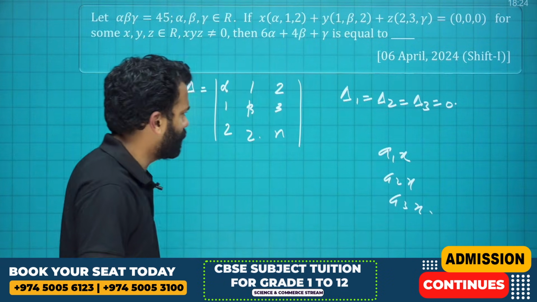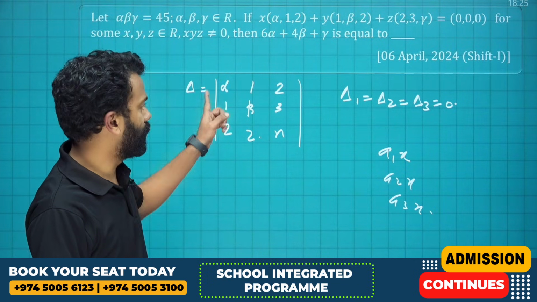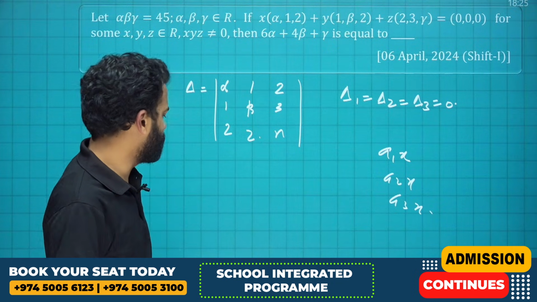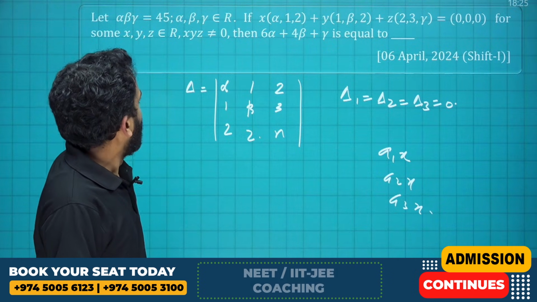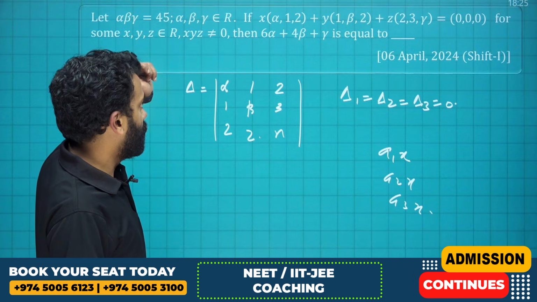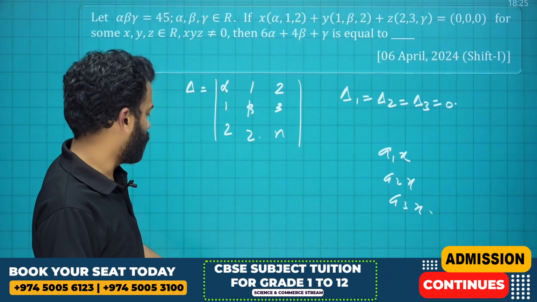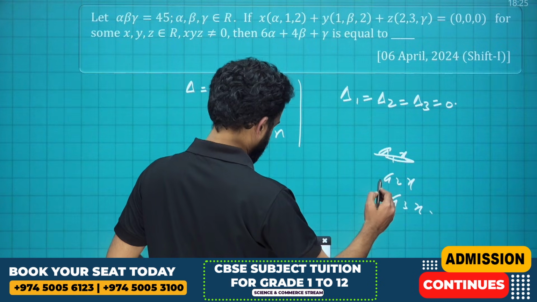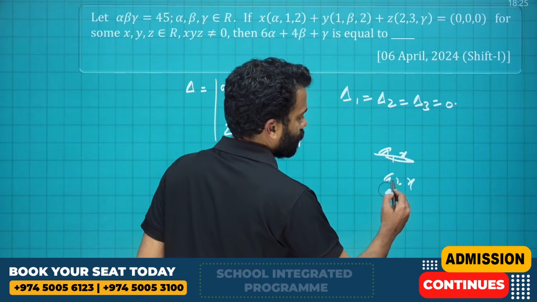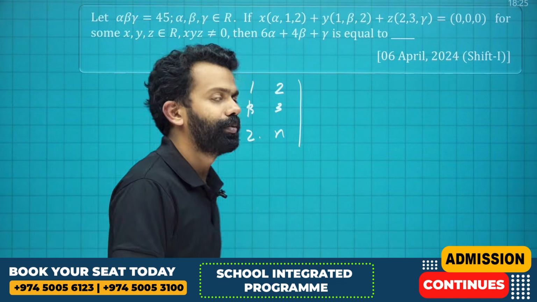is equal to 0. That is, if you remove any column from here, you substitute a column where all the elements are 0. Obviously, that becomes 0. And they have already mentioned that the product of the three variables x, y, z is not equal to 0, then you need to find the value of 6 alpha plus 4 beta plus gamma. So what will you do here? Just try to do this question by yourself. It will be better if you do it by yourself. Hit the pause button and try to do it by yourself.